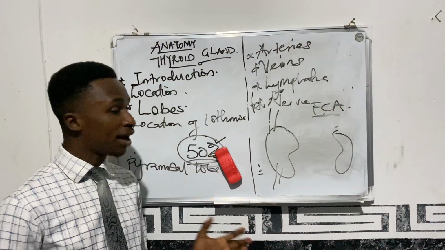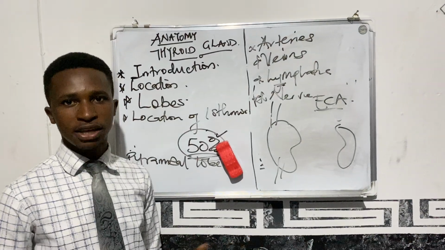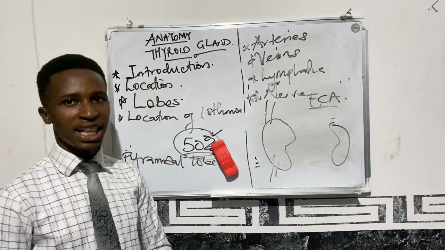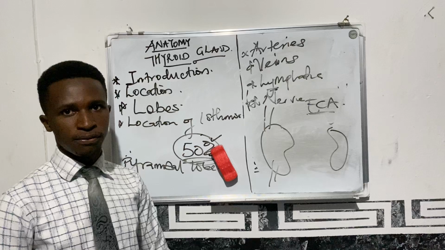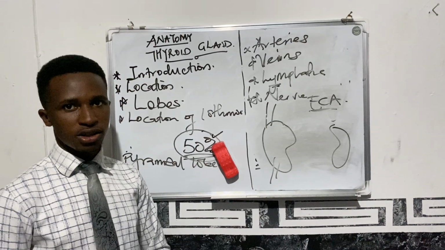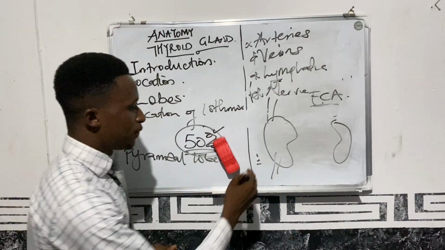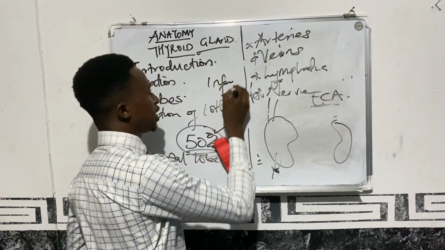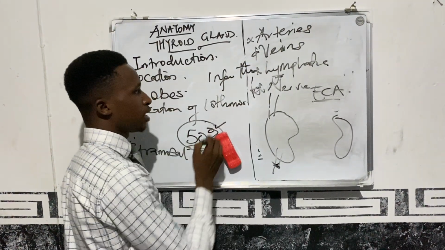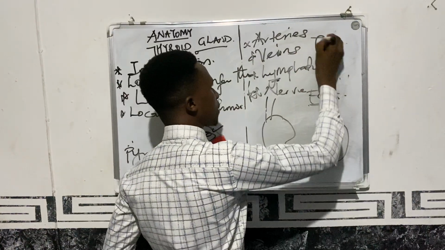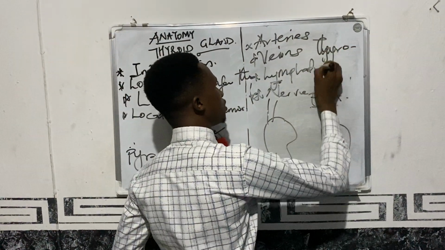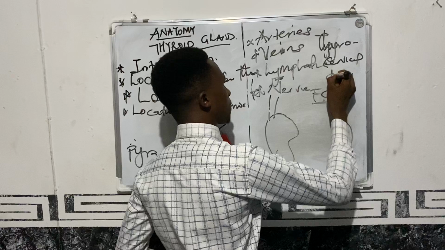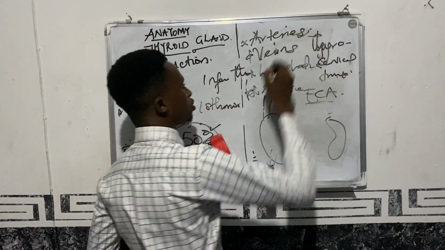You may have heard of that artery before, the thyrocervical trunk. It is the largest branch of the subclavian artery. The inferior thyroid artery is the largest branch of the thyrocervical trunk. So let me repeat the arteries of the thyroid gland.